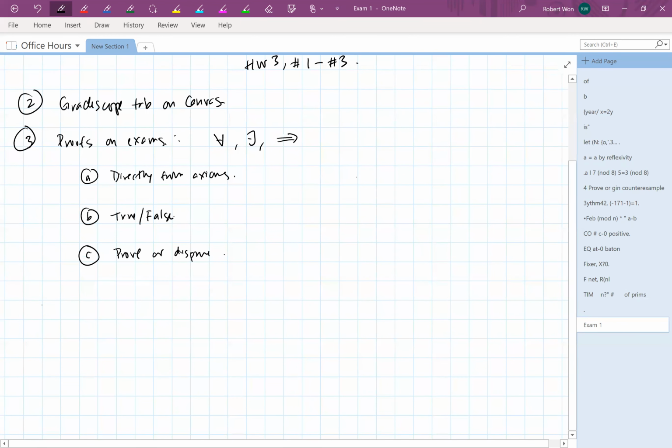Okay, so let's prove the following theorem. Let's say I asked you to prove the product of two odd integers is odd.